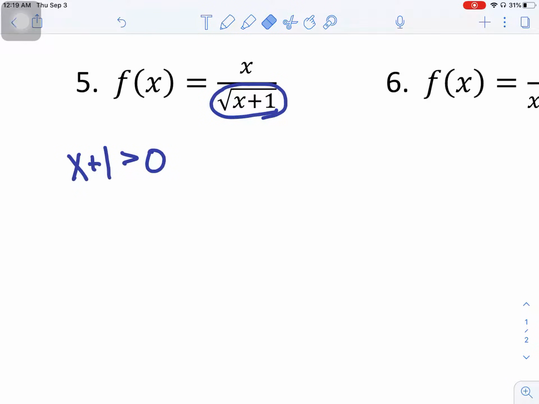in the denominator. So I always start with putting the greater than or equal to part and then logicking through, can I actually have a value of 0 if it's in the denominator? The answer is no. So x plus 1 is greater than 0. I'm going to subtract 1 from both sides. So x is greater than negative 1. Okay? So that takes care of my denominator.